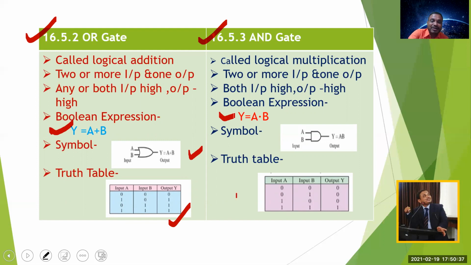So you see all the possible combinations of input and output. If input is 0, 0, output is 0. 0, 1: 0 into 1 is 0. 1 into 1 is 1. So this is about the AND gate. And this is its symbol. There is a difference between the logical symbols of the OR gate and the AND gate.